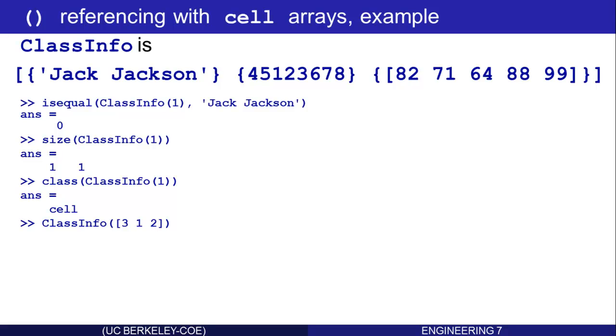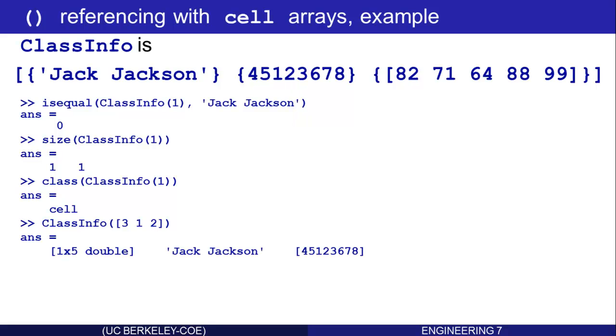Nevertheless, we can use the array indexing to rearrange the order of the elements of the array. Here we're asking for the third element of the array, the first element of the array, followed by the second element of the array. So what this will do is rearrange the container array, and the first container will now be the container with the scores. The next will be the container with the name, and finally it will be the container with the student ID number.